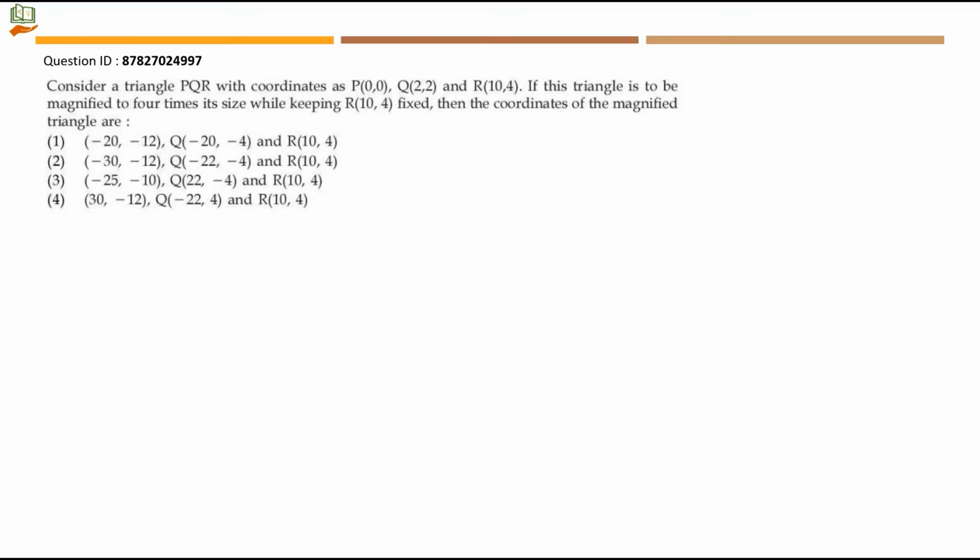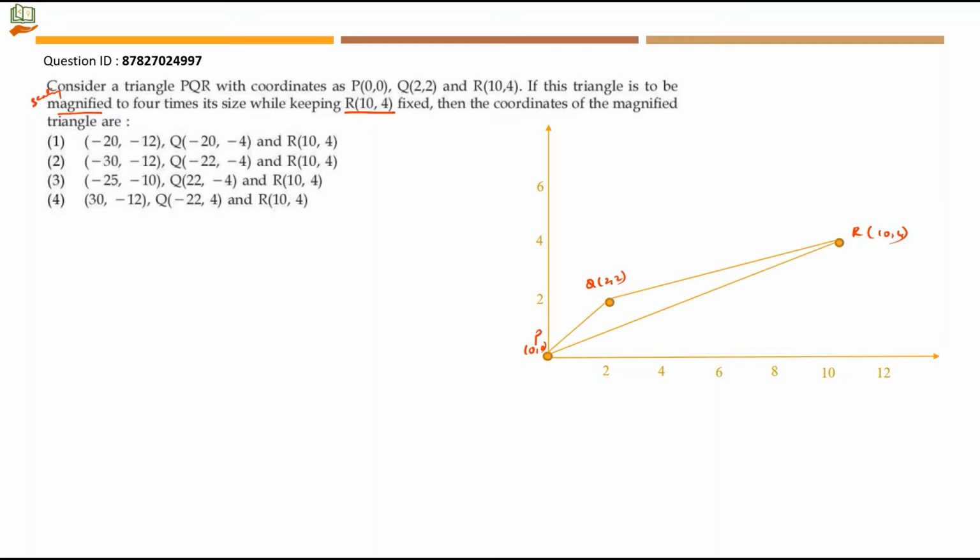Since they said R is going to be fixed, there will be no change in R's coordinates. It is about magnification to 4 times, which means here we are talking about scaling transformation. Now let's take x and y axis here and plot the points. (0, 0) will be here, so this is point P. Then we have (2, 2), the point Q. Then we have (10, 4), the point R. So we'll form a triangle here. They are asking us to find the coordinates of P and Q, keeping R fixed.